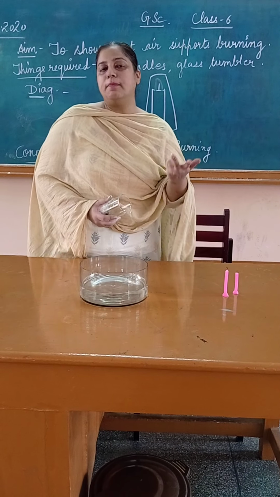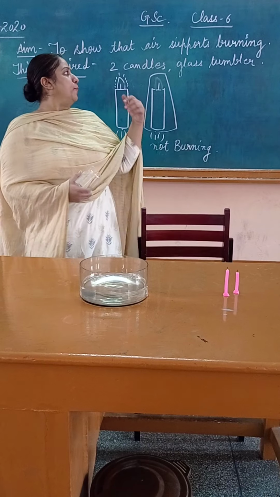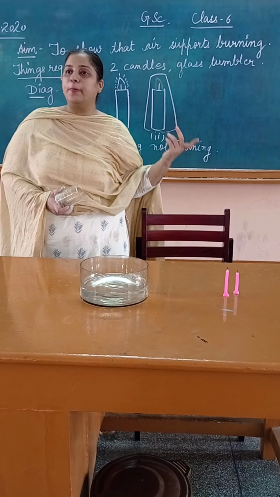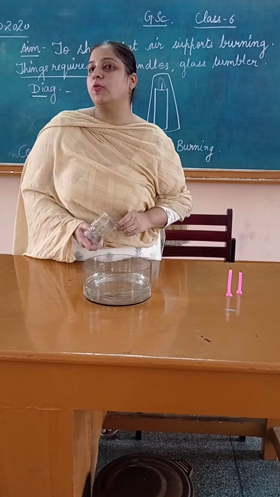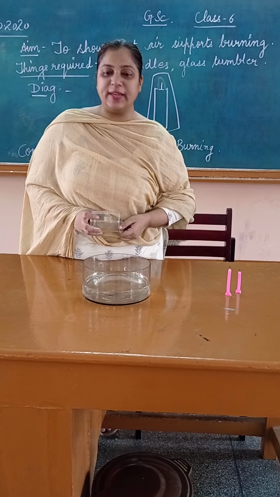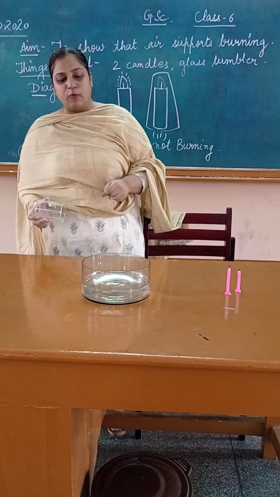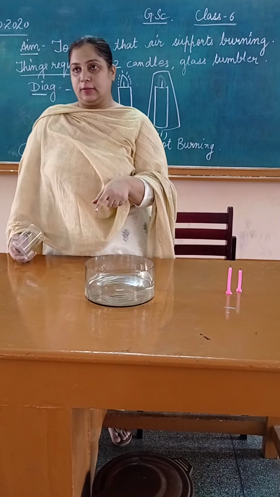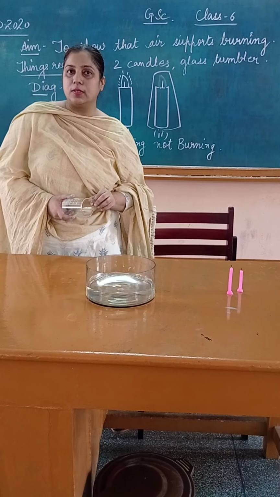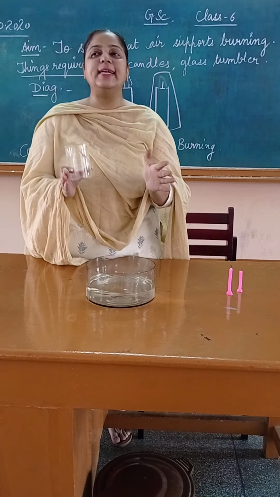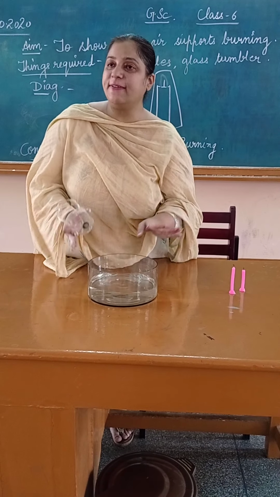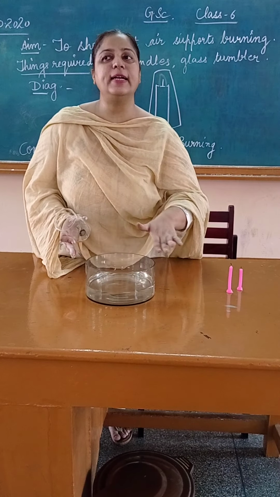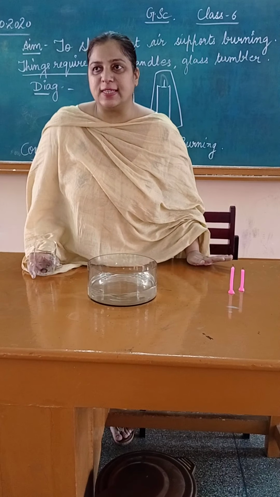Then number 2, we did air supports burning. This we had proved. Third is air occupies space. This we have to prove. For this, what I have taken is a trough. In it, I have taken water. You can do it at your homes also. You can take a bucket or a bathtub. Fill it with water. I have not filled it up to its brim, but this much is sufficient.